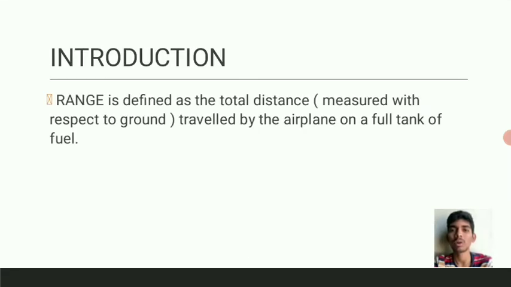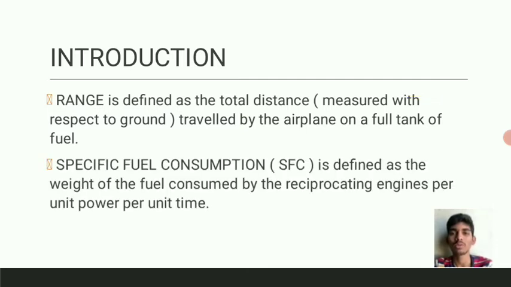Introduction. Range is defined as the total distance measured with respect to ground traveled by the aeroplane on a full tank of fuel. Specific fuel consumption is defined as the weight of the fuel consumed by the reciprocating engines per unit power per unit time.